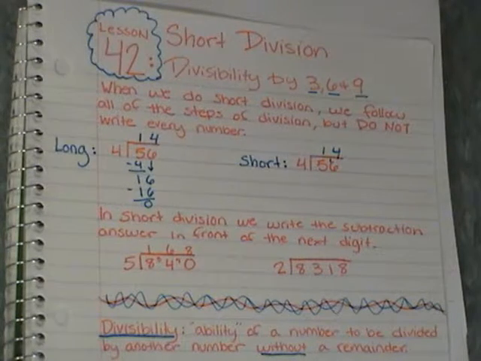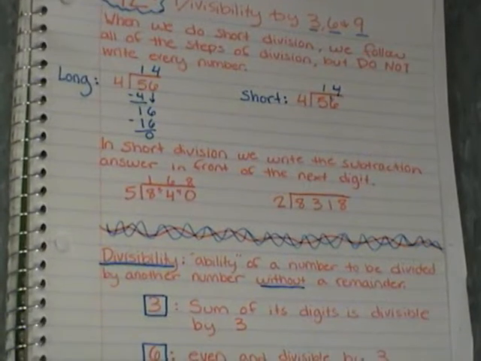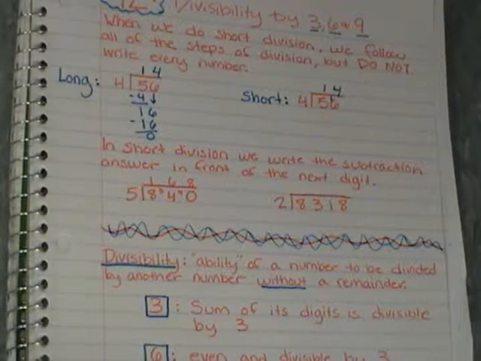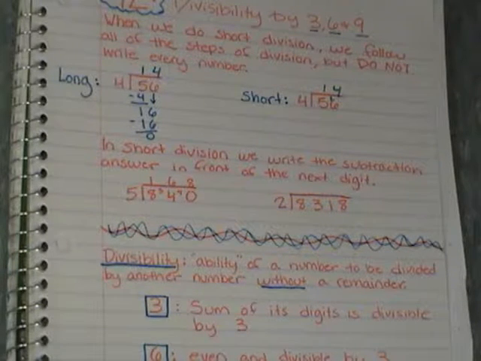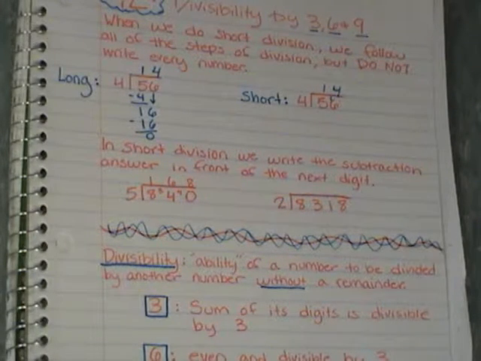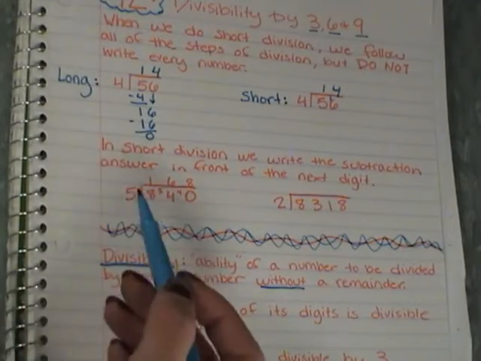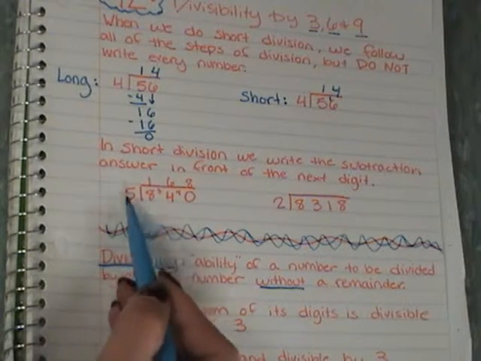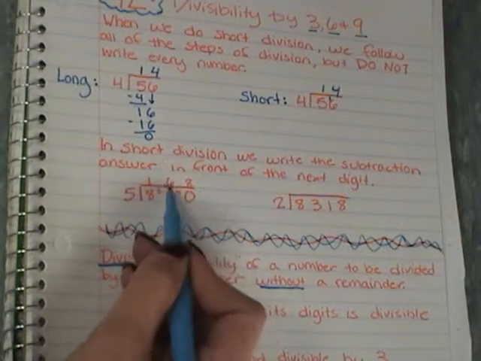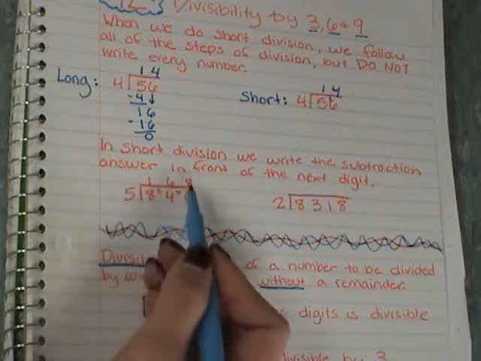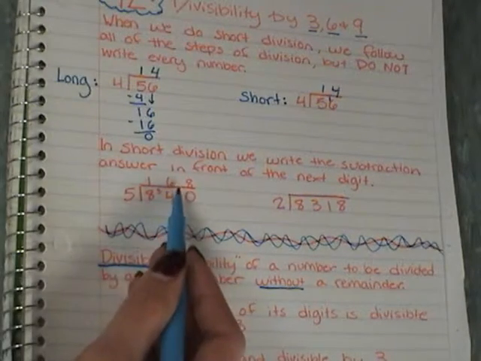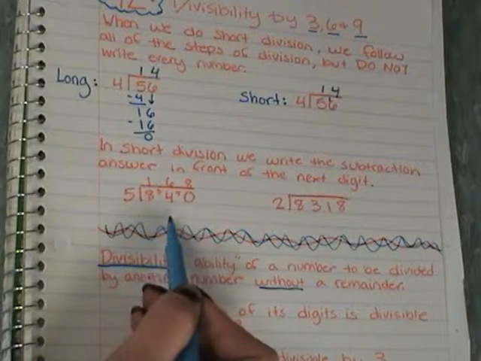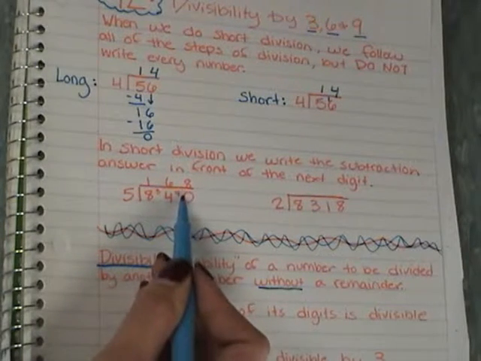Okay, the next one. I have kind of put my answers already there. I'm going to do a couple more examples so you can kind of get the hang of it. And it says, in short division, we write the subtraction answer in front of the next digit. Okay, so I'm going to walk you through the problem about how it works. How many times does 5 go into 8? 1 time. 1 times 5 is 5. 8 minus 5 is 3, so I write my 3 up here. Now I have the number 34. And how many times does 5 go into 34? 5, 10, 15, 20, 25, 30, that would be 6. So 5 times 6 is 30. So 34 minus 30, and you get 4. So I put my 4 up here, and then I have it next to my 0.